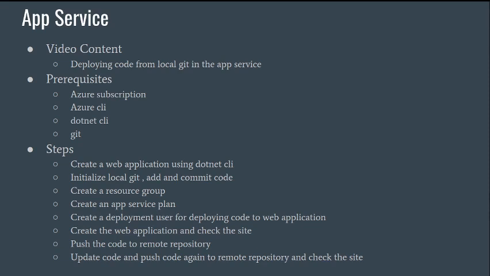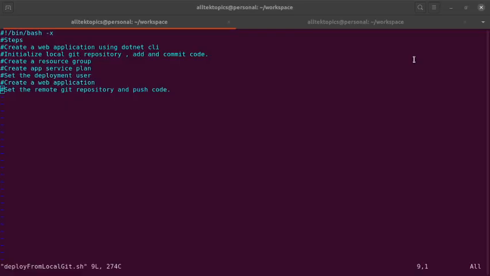I will be creating a bash script with all the steps required to deploy from local Git to an app service. If you want, you can also execute the steps one by one on the command line without using a bash script. Let's get started. In this screen, you can see the list of steps we need to implement. Let's start writing a command for each of the steps.